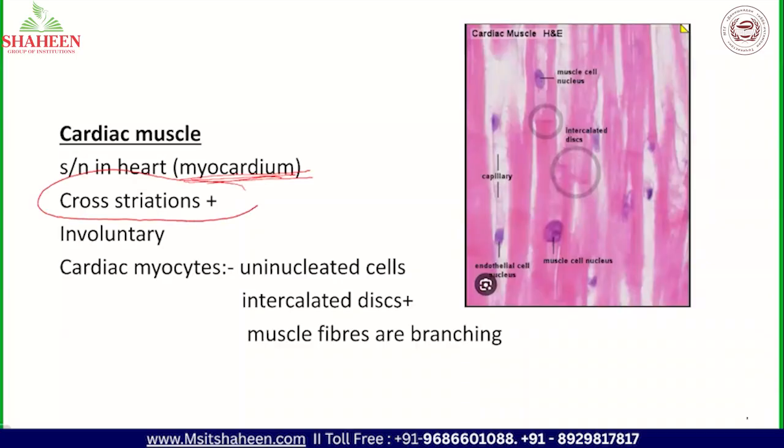Close striations are present here. They are involuntary muscle. The cardiac myocytes are the cells of the cardiac muscle. They are uninucleated. There will be intercalated discs. An intercalated disc is formed when two myocytes come and join together. So that region is known as the intercalated disc, and the muscle fibers undergo branching.